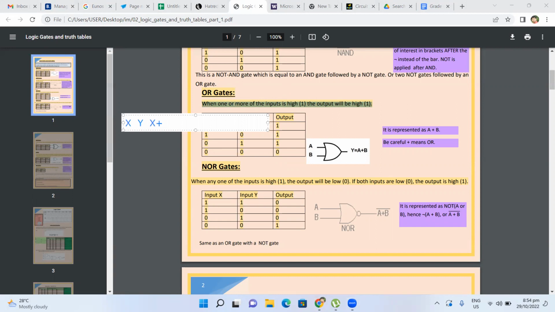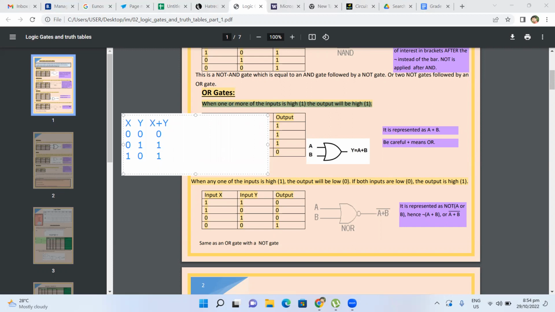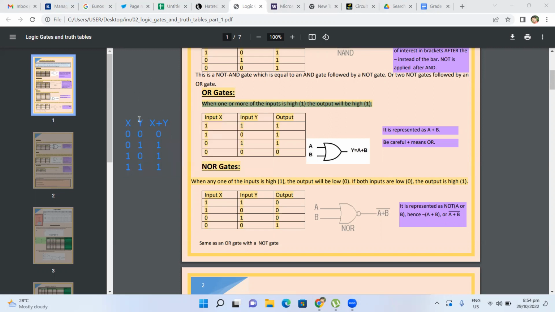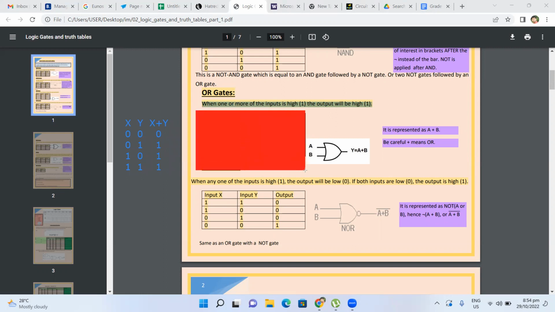X OR Y. Because we have to start from the lower number: 0 OR 1 is 1, and 1 OR 0 is also 1, and 1 OR 1 is also 1. So please draw the truth table like this, and don't draw the other one. Instead, please draw this one, starting from the lower number to the higher number. That is a better way of showing this.